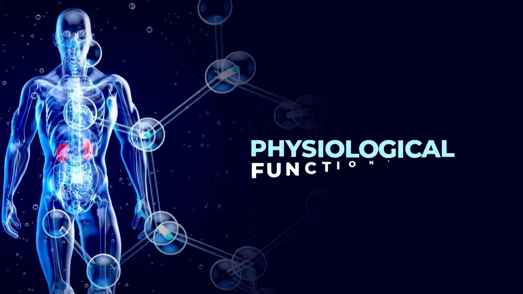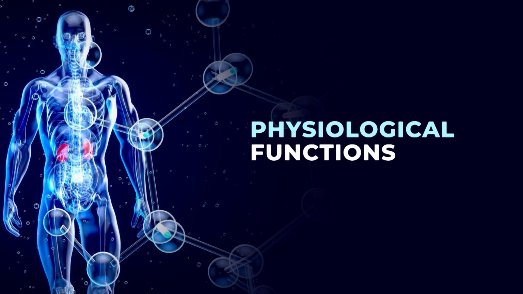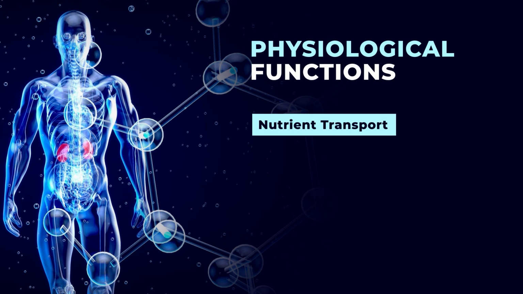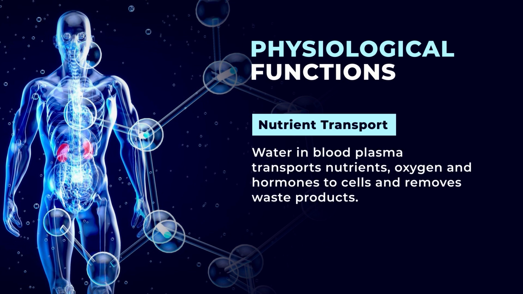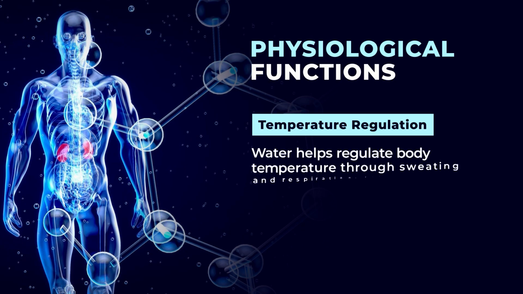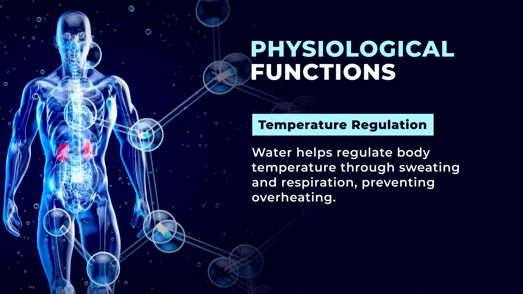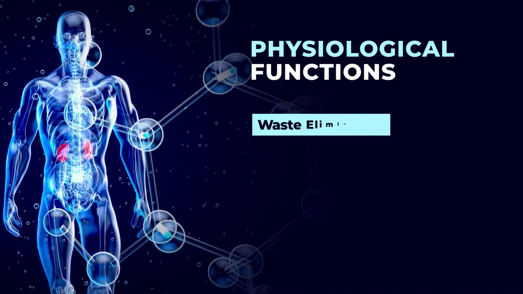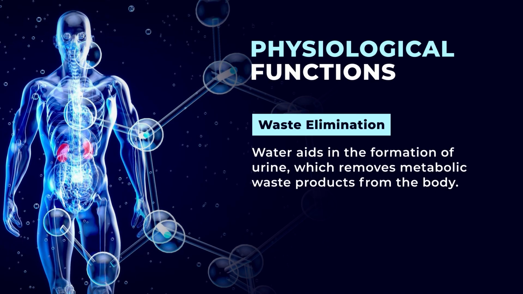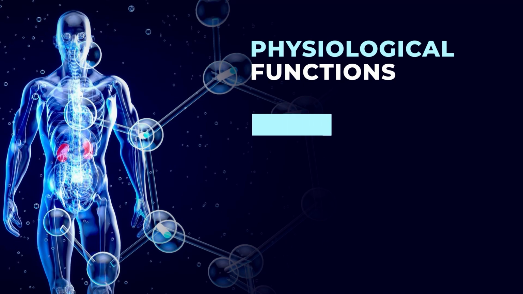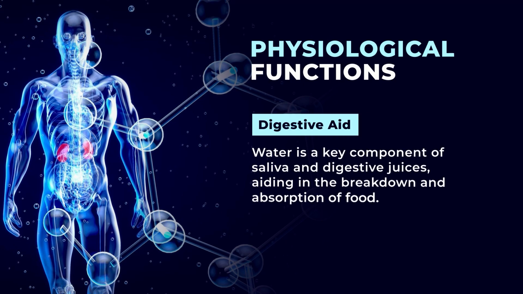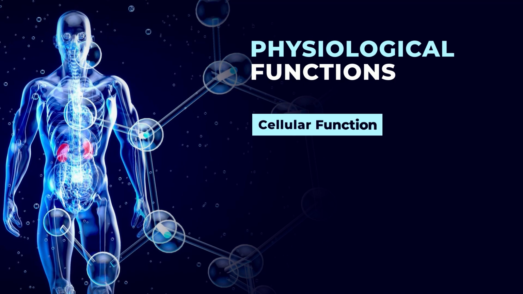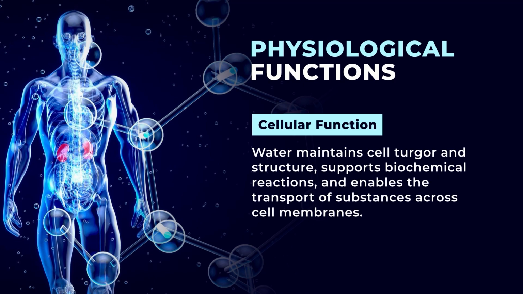The physiological functions it covers: nutrient transport takes place, that is, water in plasma transports nutrients, oxygen, hormones, and removes waste products. It regulates temperature through sweating and respiration, preventing overheating. Waste elimination takes place in the formation of urine. Joint lubrication as well. Similarly, it helps in the digestion process and maintains cell structure and biochemical reactions. So these are the activities which it performs.